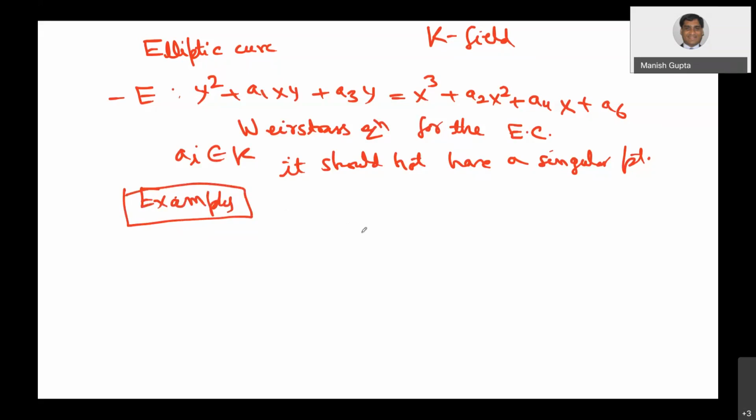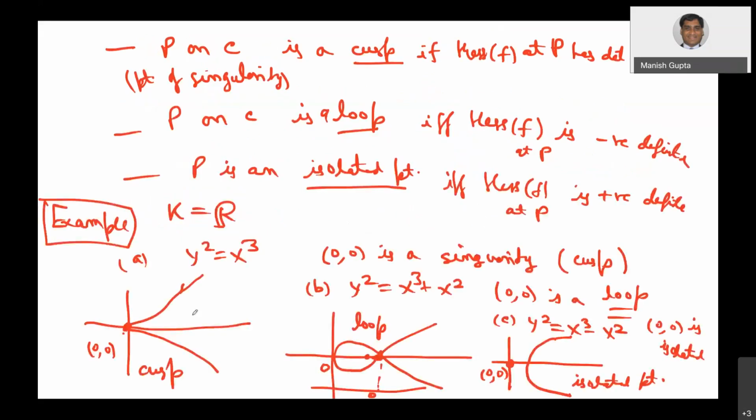Okay, so suppose y square is equal to x cube minus x. One thing I should mention here, in each of these singular points, the tangent is not uniquely defined at the point of singularity. You cannot define tangent uniquely at each of these points. This is something you should keep in mind.